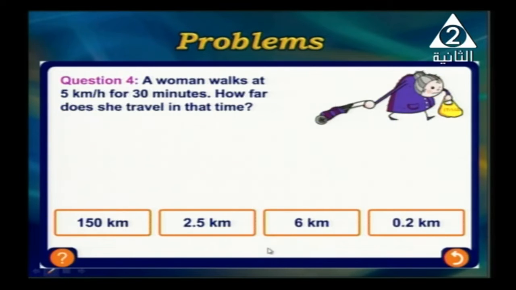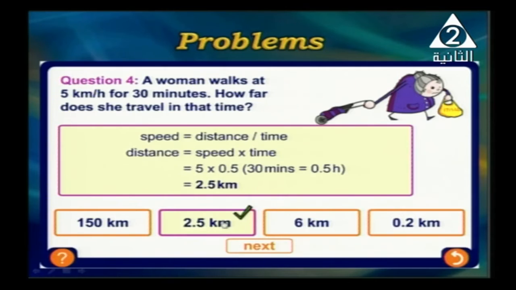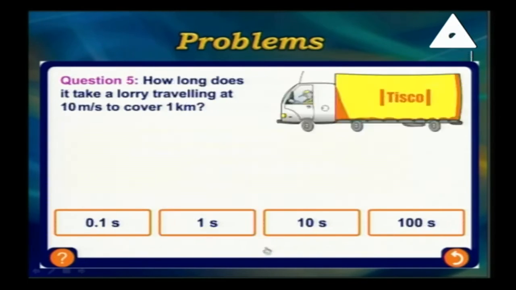Next one, a woman walks at 5 kilometers per hour, the speed, for 30 minutes. So I change these minutes into hours. This is 0.5. So the speed times time gives what? It gives the distance. So 5 times 0.5 equals what? Equals 2.5 kilometers. So the speed equals distance divided by time. The speed times time equals 5 times 0.5, 30 minutes changed into half an hour.